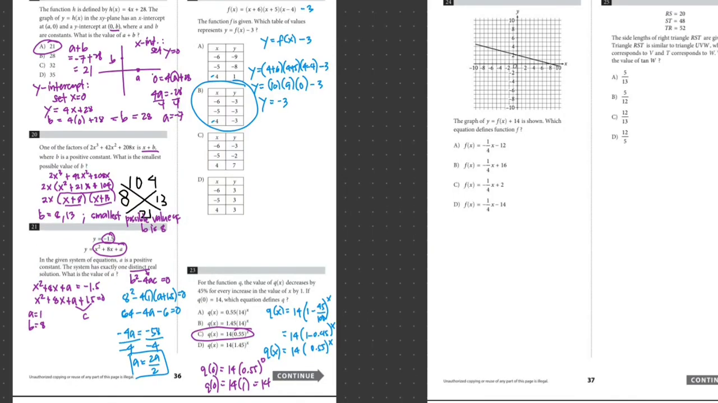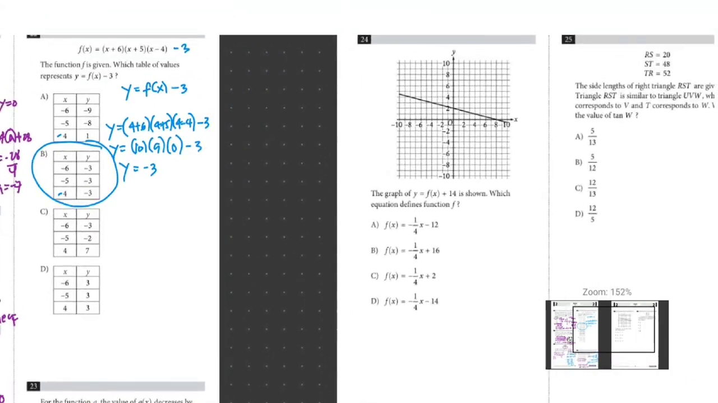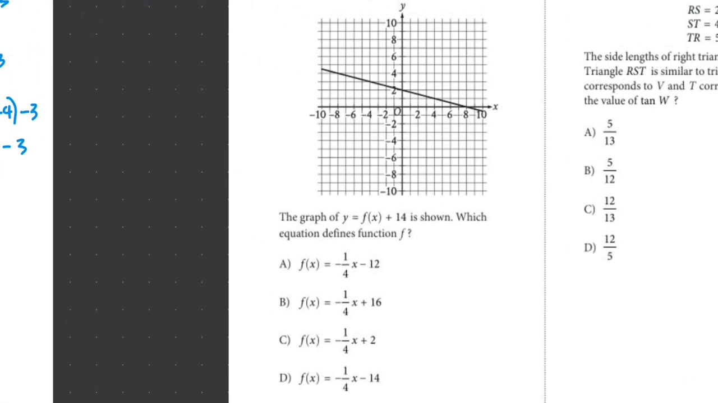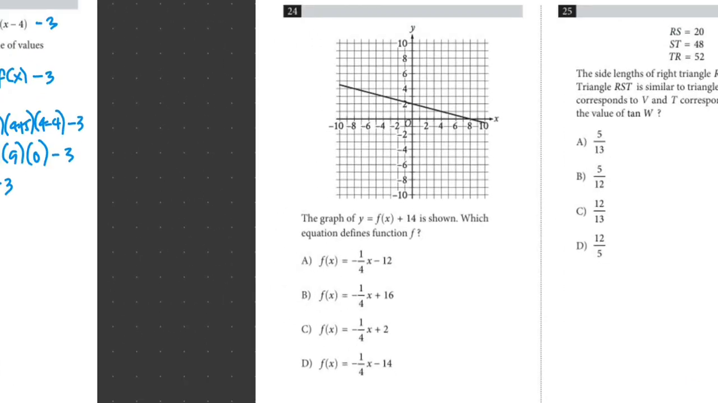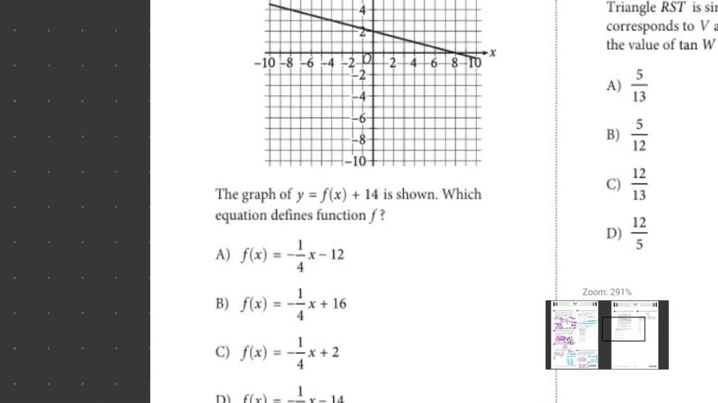Okay, do you have questions? Then for 25. The graph of y equals f of x plus 14 is shown. Which equation defines function f? It says plus 14.